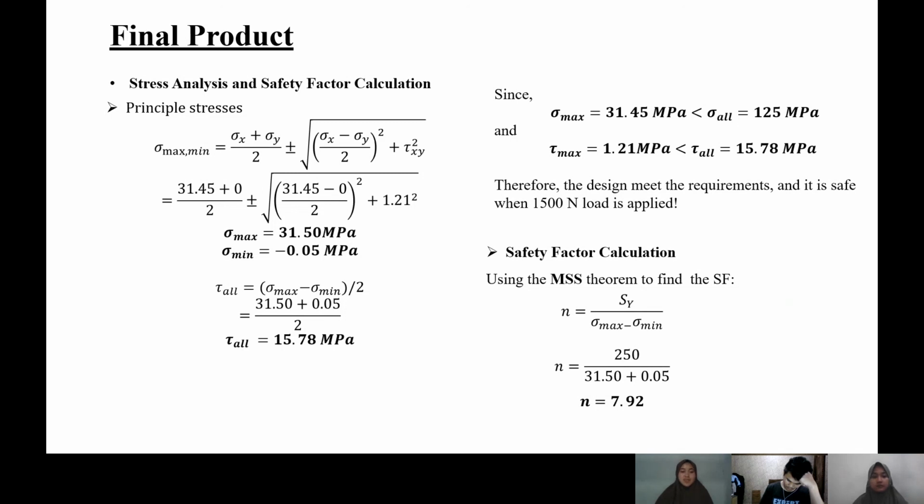Okay, after obtaining the maximum shear stress and the maximum normal stress, we can determine the principal stresses. The principal stresses can be used to determine whether this mechanism that we design fails or not. By using this following formula, we can obtain the sigma maximum is 31.50 MPa, and the sigma minimum is minus 0.05 MPa.